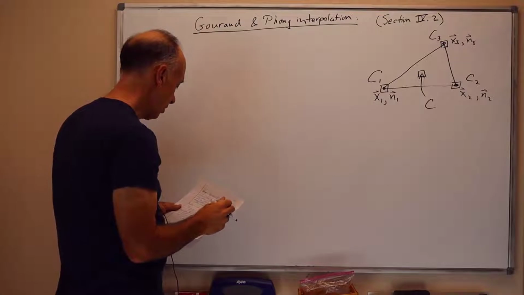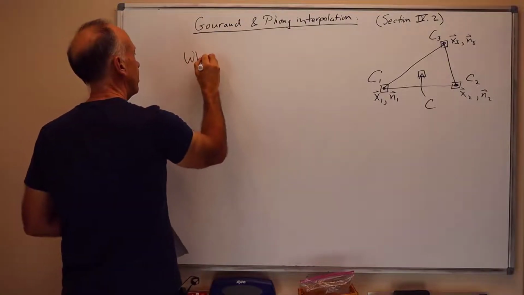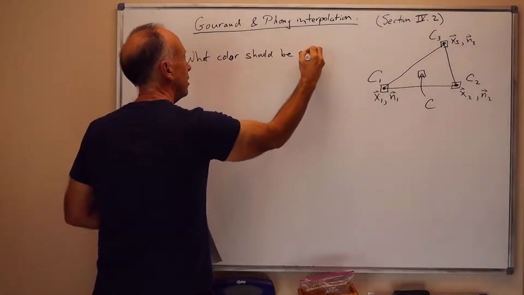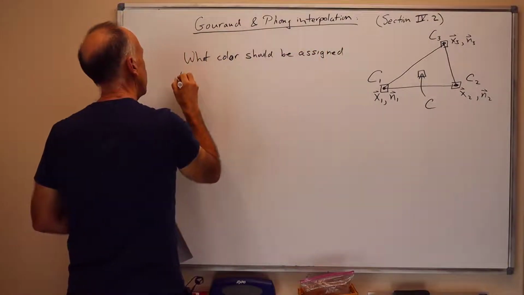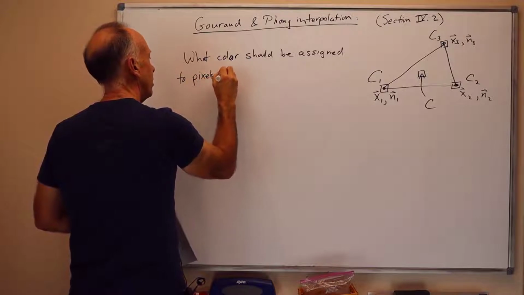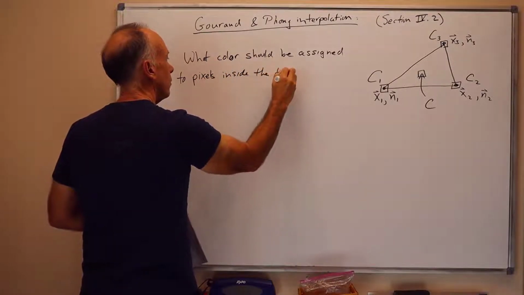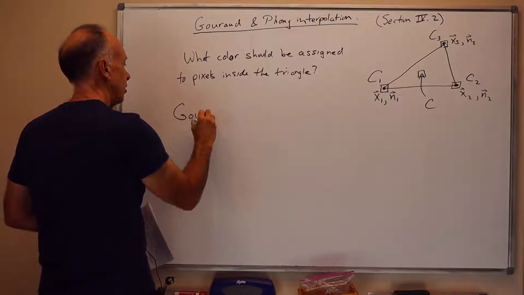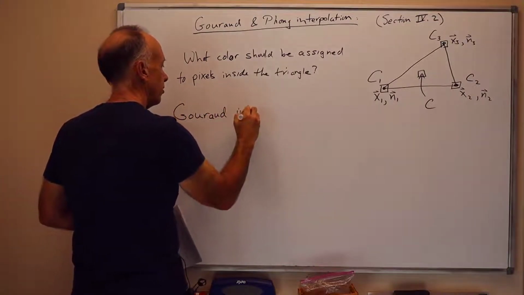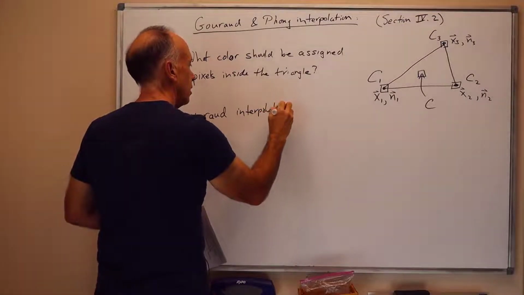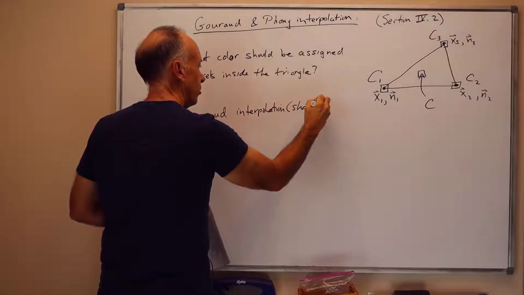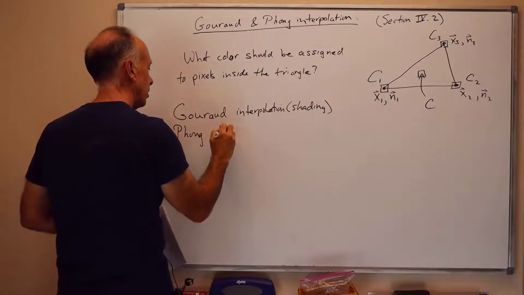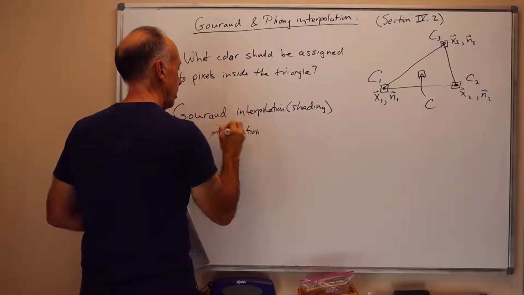So there's several methods for this. What color should be assigned to pixels inside the triangle? And there's two standard methods for this. The first one I'm going to discuss is Gouraud interpolation, also called Gouraud shading. The two terms are used interchangeably, Gouraud interpolation and Gouraud shading. And the second one is Phong interpolation, also known as Phong shading.